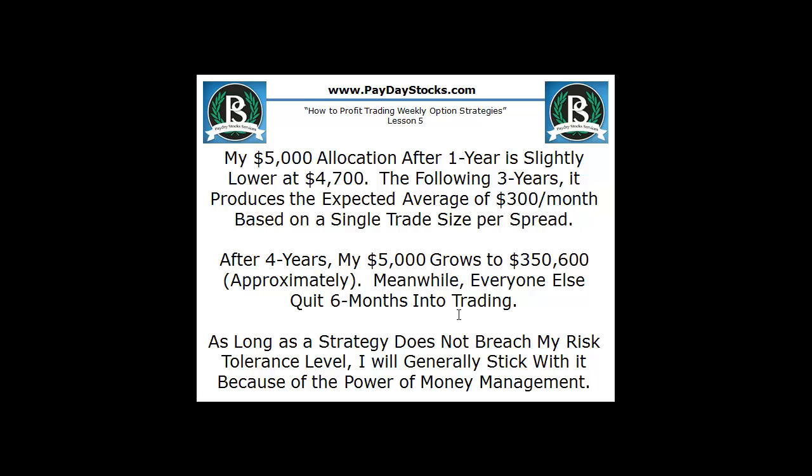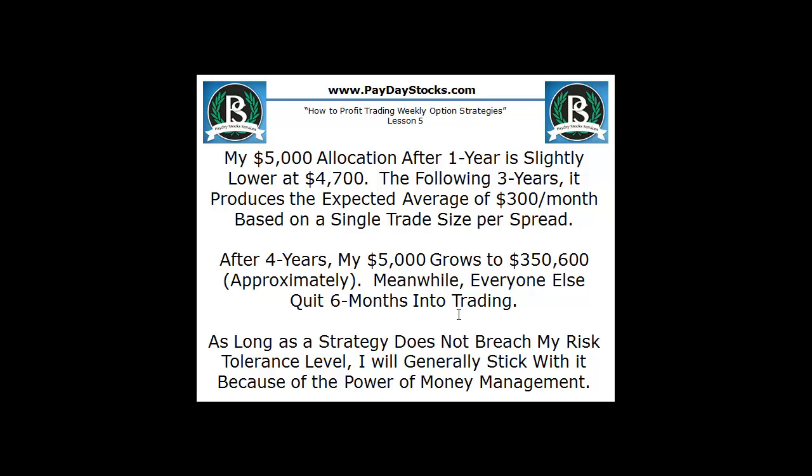But nonetheless, as long as the strategy does not breach my risk tolerance level, then if the money management dictates, I stick with it, and that's my MO on trading, and that's how I strongly suggest that traders look at this. Now, by the way, if a strategy does hit my max risk, I will not trade it any further. So, I do have an uncle point, but I make sure that I commit up to that maximum risk.